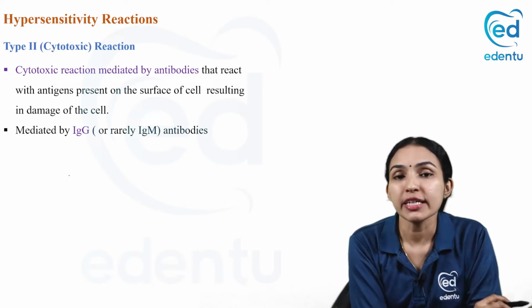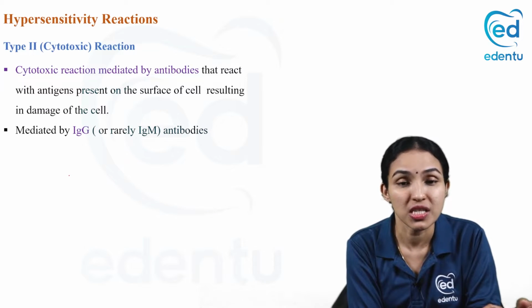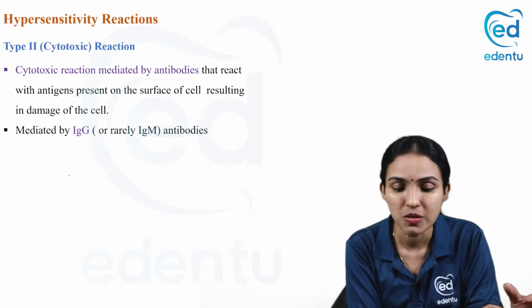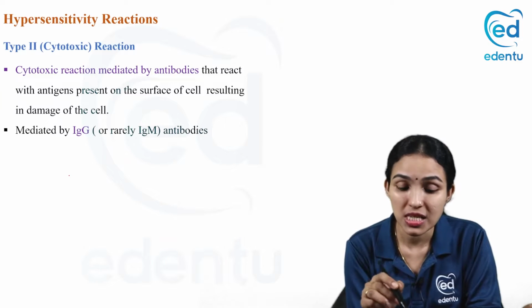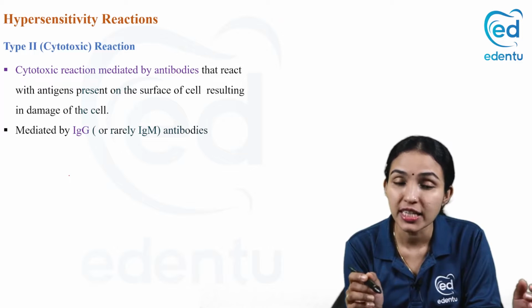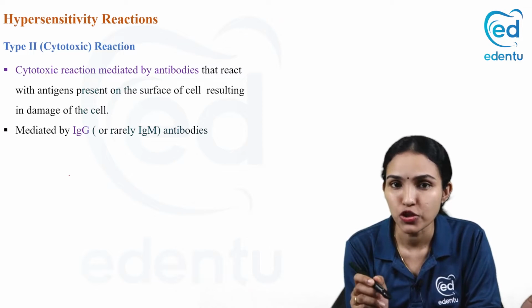So moving on to type 2 hypersensitivity reaction, as I told you, it's a cytotoxic reaction which is mediated by antibodies. It is mediated by antibodies that react with antigens present on the surface of a cell, resulting in damage to the cell.